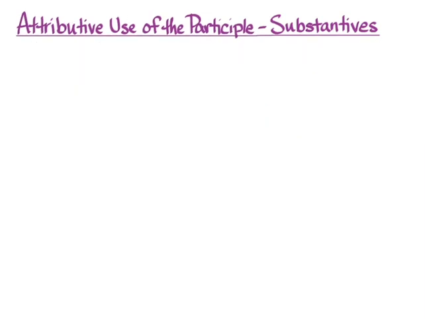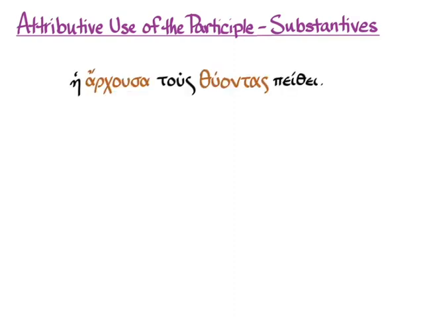And let me let you in on another detail about the substantive use of the participle when it's in attributive position. He archousa tous thuantas peithei means the ruling woman persuades the sacrificers. But we don't know in English, without context, whether we're talking about the sacrificers, the ones we've been talking about, or those ones over there, specific ones, or whether we're talking about the ruling woman persuading sacrificers in general. That's what she does. She persuades sacrificers. And English is not clear about the difference in that, and neither is Greek, unless it happens to be negative.